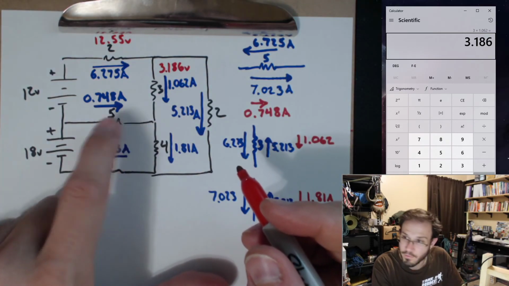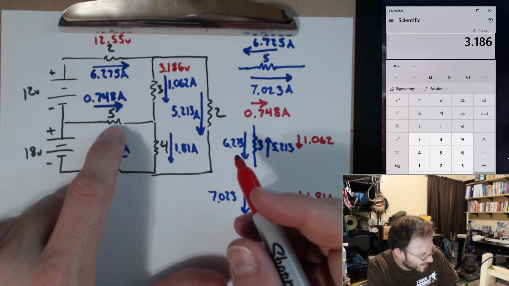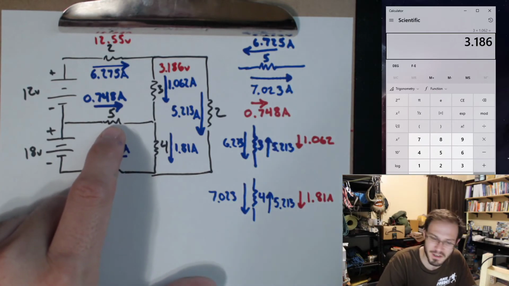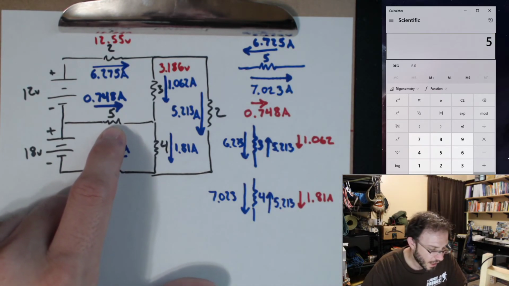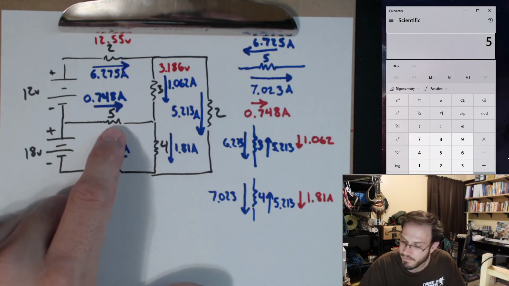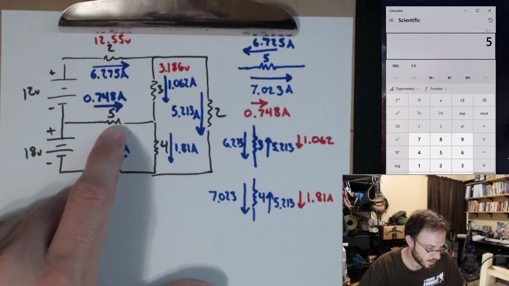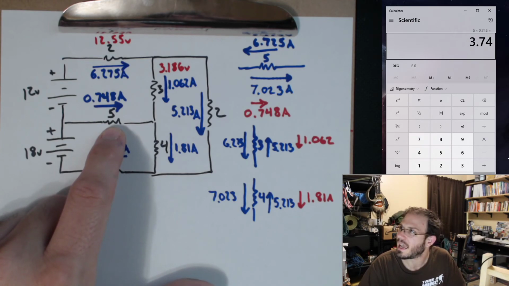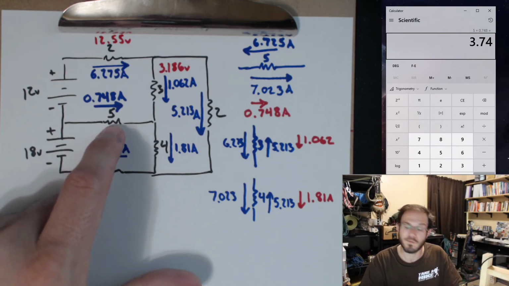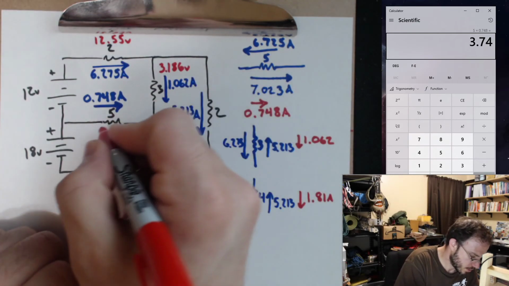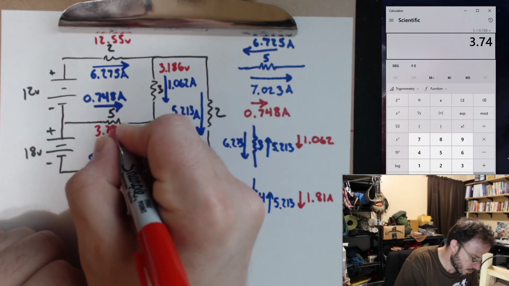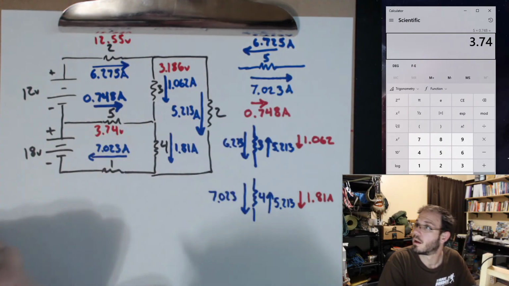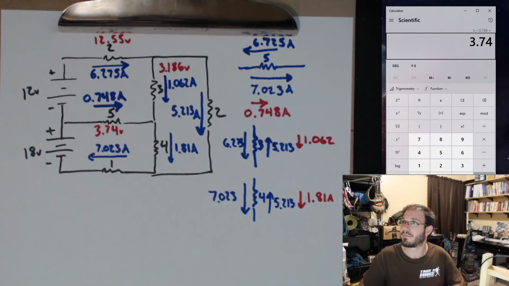And let's do this 5 volts over here, this 5 ohm component. So 5 ohms, V equals IR, so just 5 ohms times 0.748 amps. We get 3.74 volts.